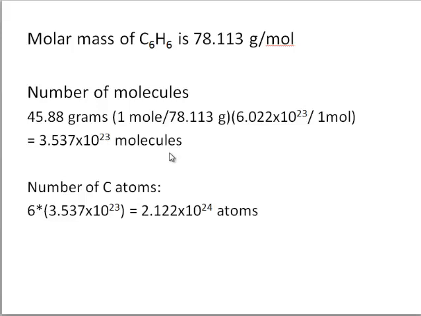Now every benzene molecule has 6 carbon atoms, so the total number of carbon atoms is just 6 times that, or 2.122 times 10 to the 24th atoms.